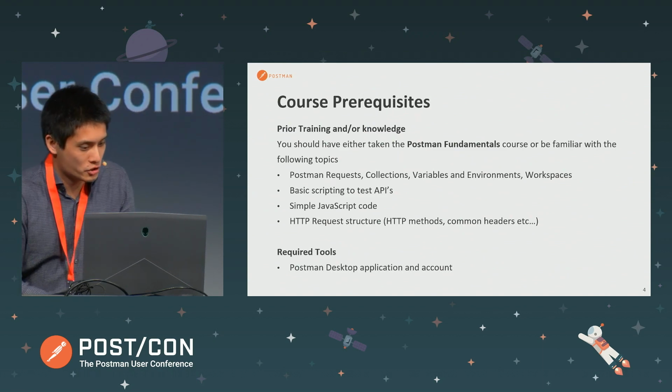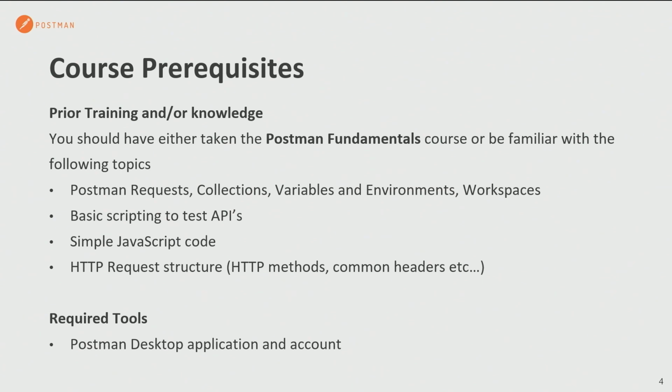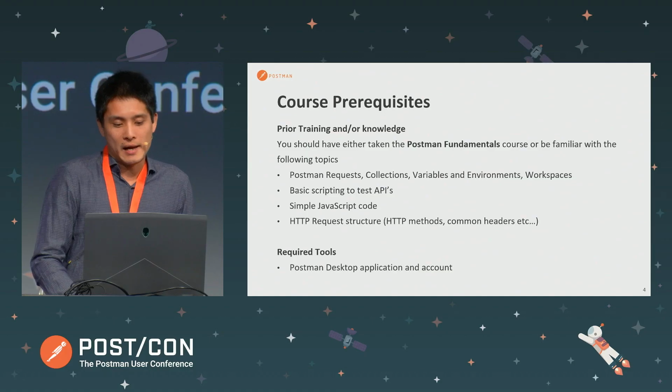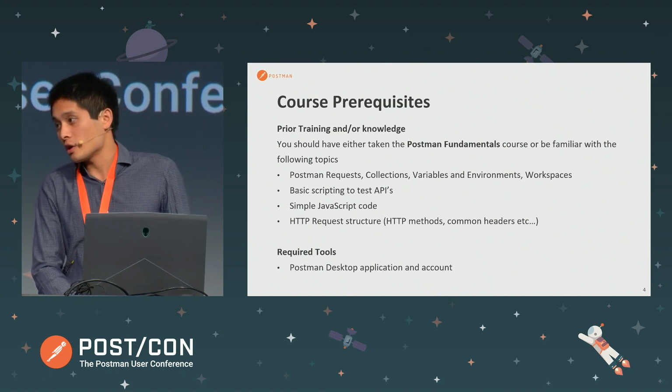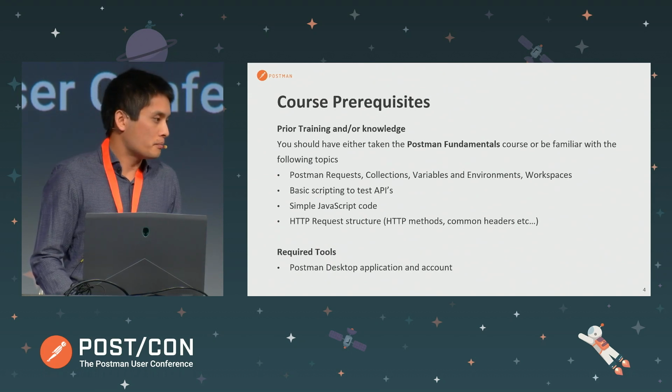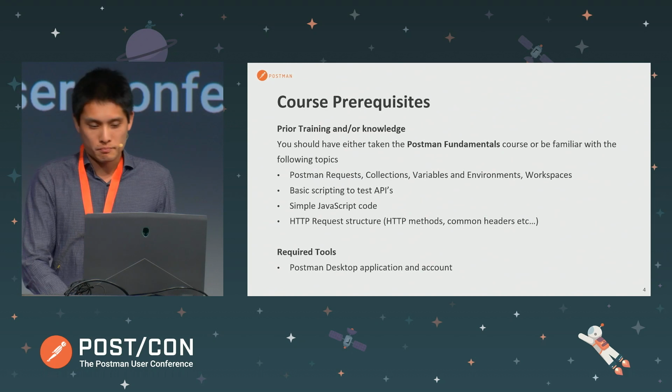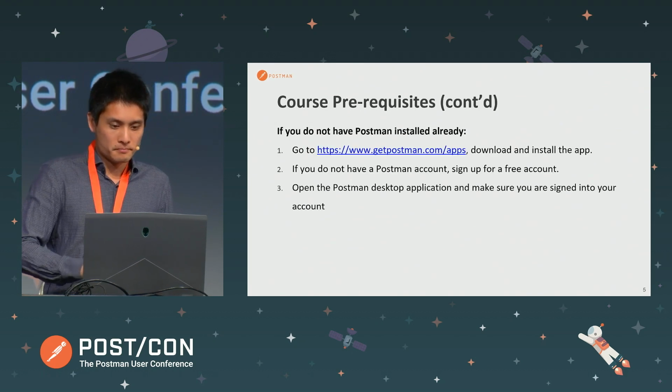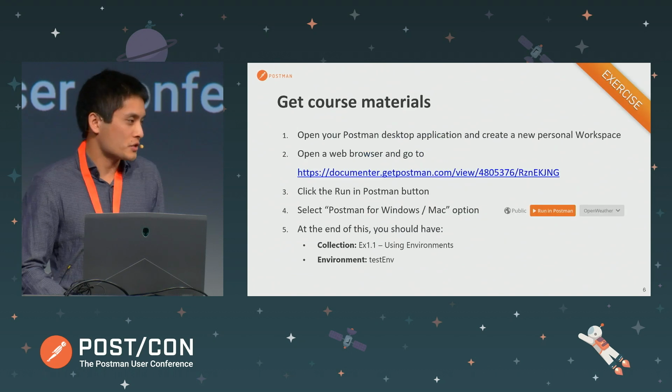There is some prerequisite knowledge, so either you've taken fundamentals before, you were there this morning, or you are reasonably familiar with the following topics: you know what a Postman request is, how to set up a collection, how to use variables and environments. You know some basic scripting to test your APIs, some simple JavaScript code. You don't need to be a JavaScript expert at all. We primarily work with code snippets. And you have an understanding of the HTTP request structure, so your HTTP methods, common headers. And of course, you need to have your Postman desktop application set up and ready to go. If you don't have that already, please install. But I think everyone's good with that.